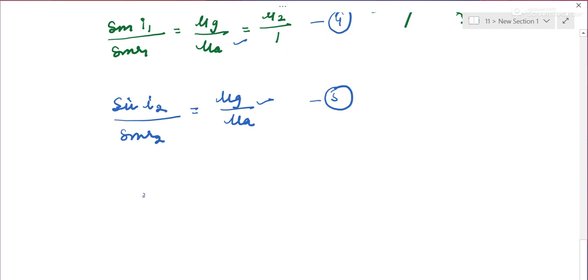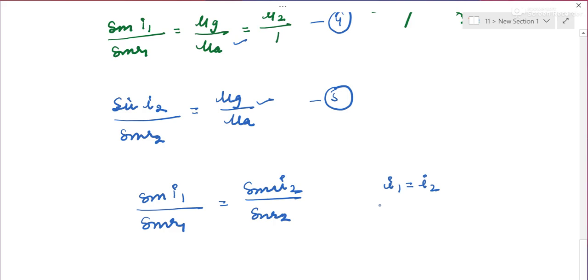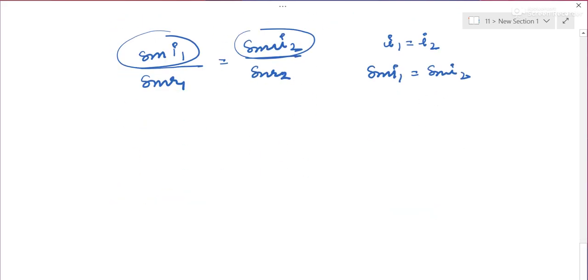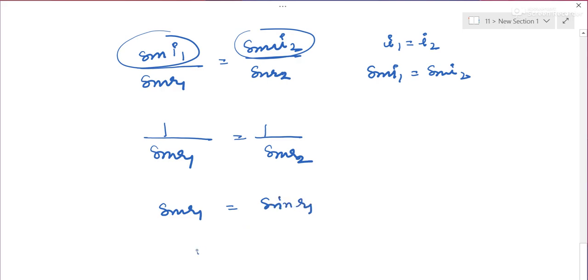So that will be sin I1 by sin R1 is equal to sin I2 by sin R2. Now I1 is equal to I2. Okay, that means sin I1 is equal to sin I2. So this will be cancelled. So it will be 1 by sin R1 is equal to 1 by sin R2. So you can reciprocate. Sin R1 is equal to sin R2. Basically R1 is equal to R2. This is what I wish to show.